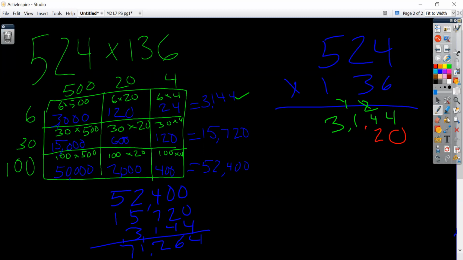3 times 2 is 6, plus that 1 is 7. 3 times 5 is 15. 15,720. That one matched up as well. Now, here I'm going to shift to orange.